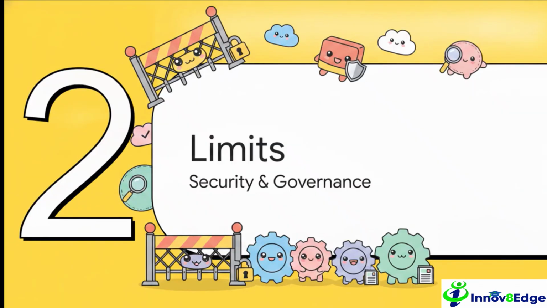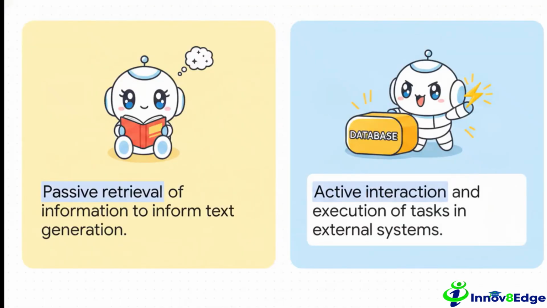Moving on to Part 2, Limits, Security, and Governance. Okay, so the minute you give AI the ability to act, security immediately becomes the elephant in the room. To understand the risk, we have to distinguish MCP from something your team might already be using, RAG, or Retrieval Augmented Generation. The crucial difference here, RAG simply fetches information to help the AI write a better answer. It's completely passive. MCP, on the other hand, is active. It takes two-way action right inside your external systems. We're talking invoking functions, pushing updates to a database, or executing live code.